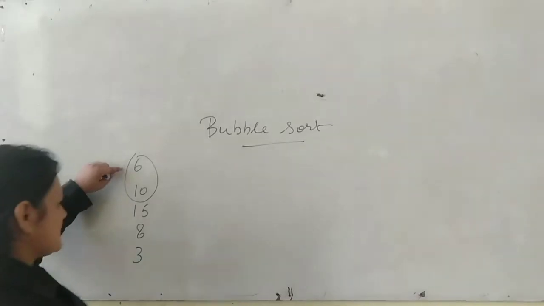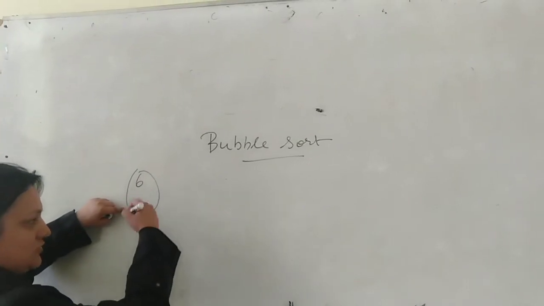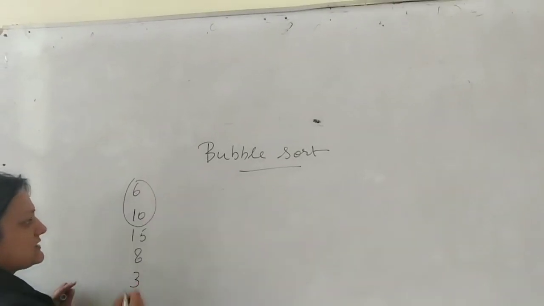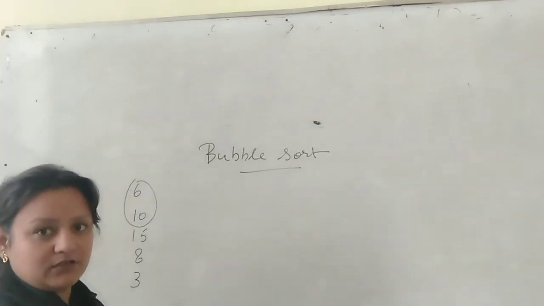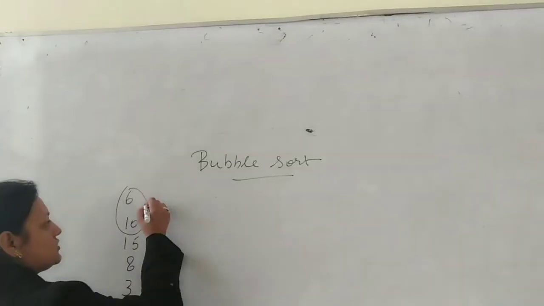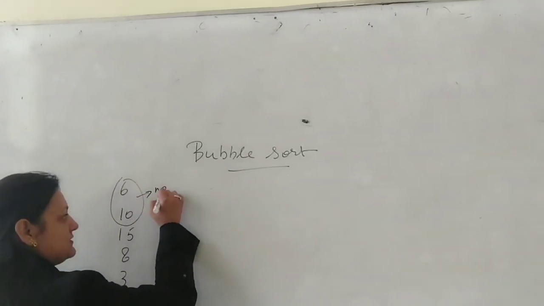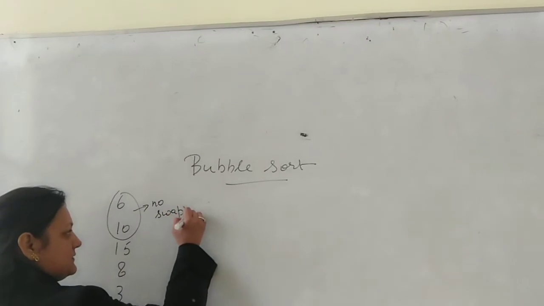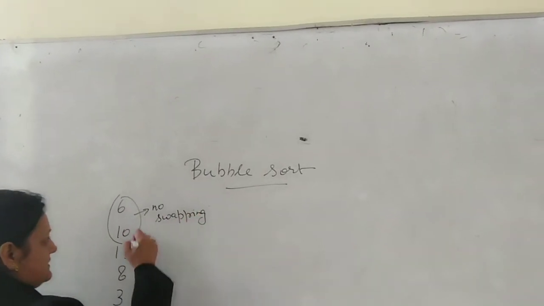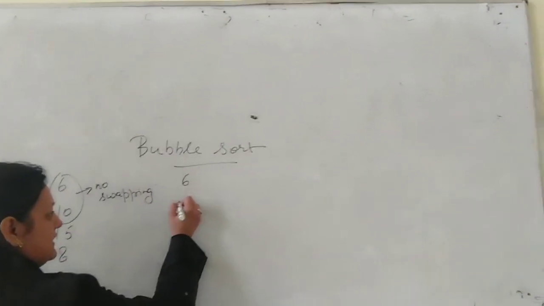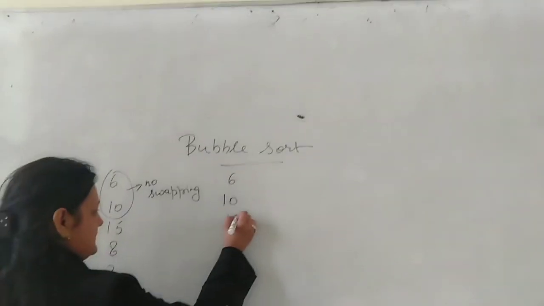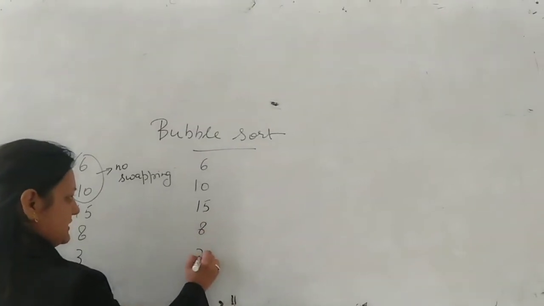So 6 and 10 are being compared for swapping. Is 6 greater than 10? No, it is not greater. So in that case 6 will remain, and no swapping will take place. So the data would be 6, 10, 15, 8 and 3.